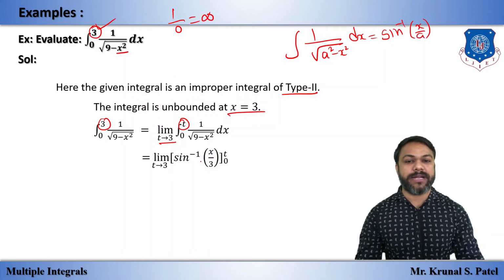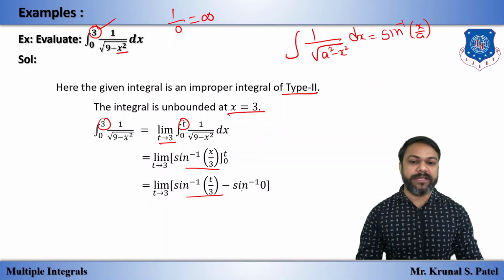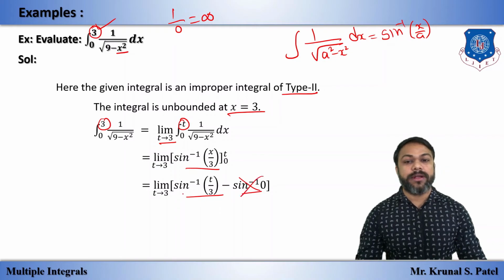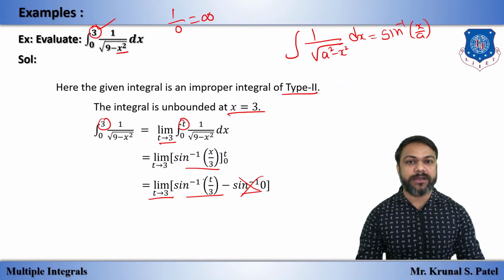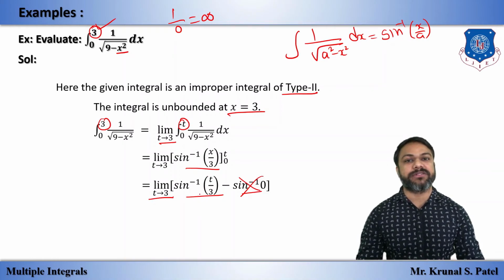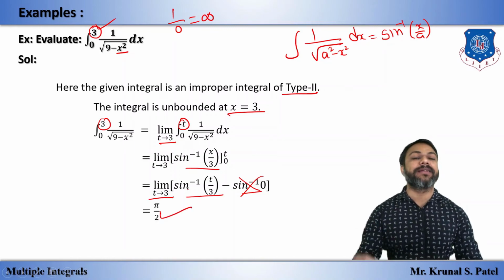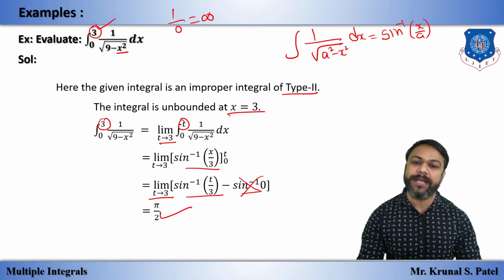Okay, so we will use that integration formula. Now upper limit minus lower limit, so we have this upper limit minus lower limit. Sine inverse 0 is 0. Now we have sine inverse t by 3, so we will put t tends to 3. If we put 3 here, 3 cancels out, and sine inverse 1 is pi by 2, which is finite, so we can say that the given integral is convergent if it is asked. Otherwise, this is our final answer, pi by 2.